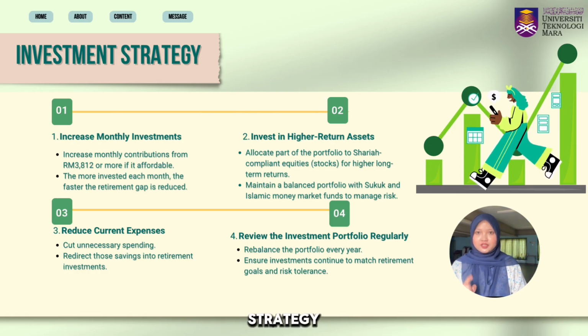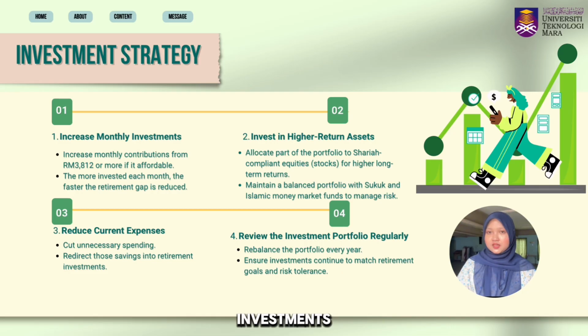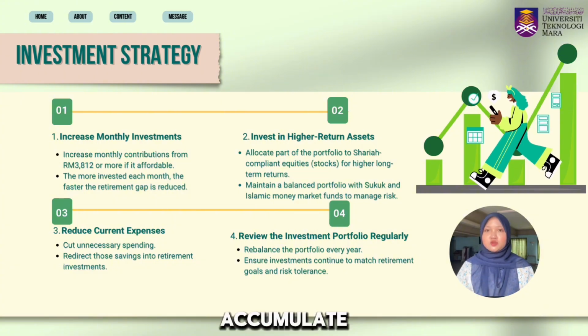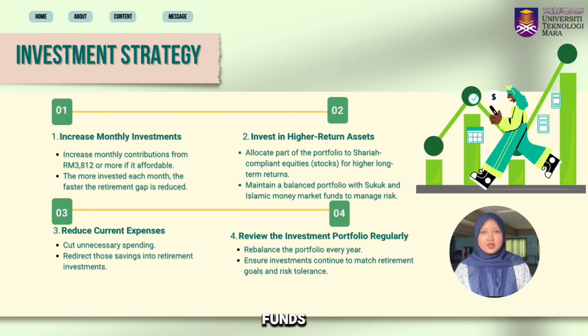The first strategy is to increase monthly investments. By contributing more than the required 3,812 each month, Puan Asmahiran can accumulate more wealth before retirement and reduce her savings shortfall. The second strategy is to invest in assets with higher long-term returns, such as Sharia compliant stock, while balancing the portfolio with Sukuk and Islamic money market funds. This helps the retirement savings grow faster while managing investment risks.